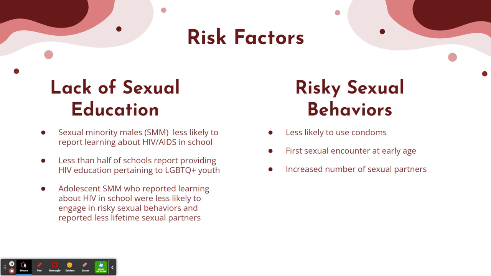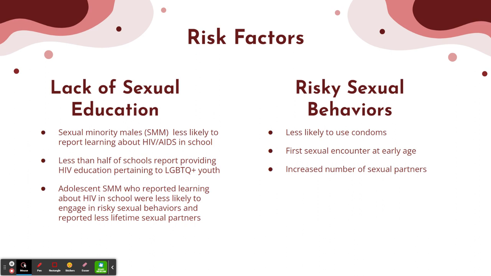So sexual minority males in high school were less likely to report learning about HIV and AIDS in school, and less than half of schools in the United States report providing HIV education pertaining to LGBTQ plus youth. And adolescent sexual minority males who reported learning about HIV in school were less likely to engage in risky sexual behaviors, and they reported fewer lifetime sexual partners.